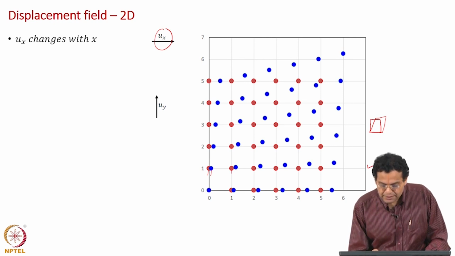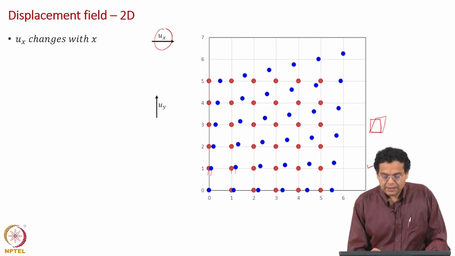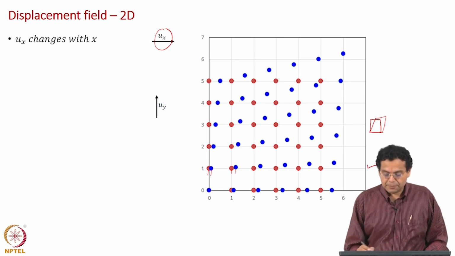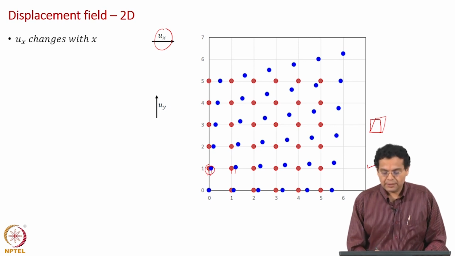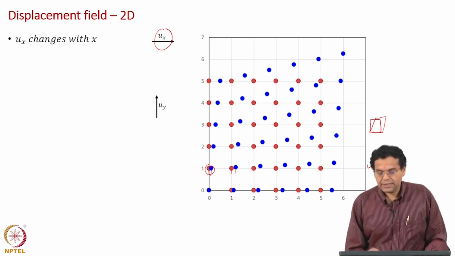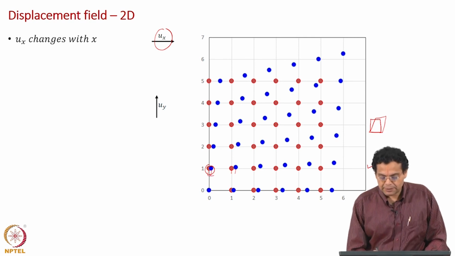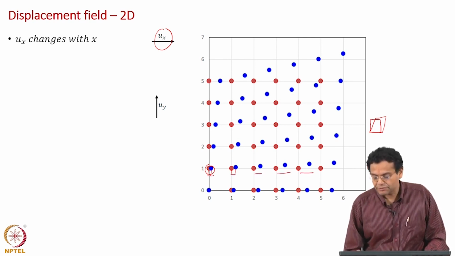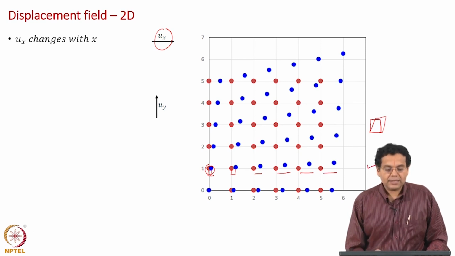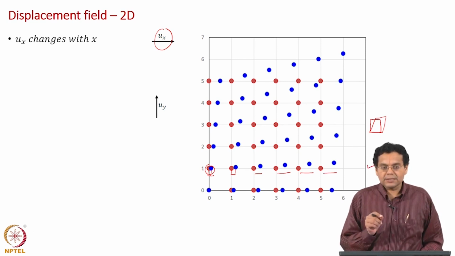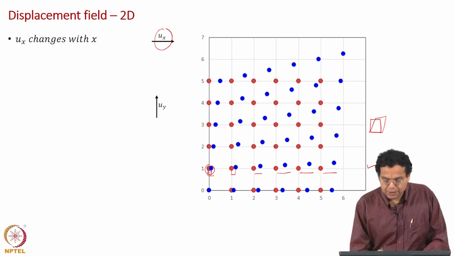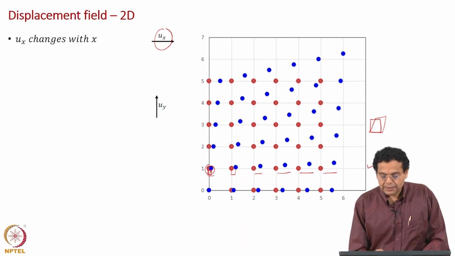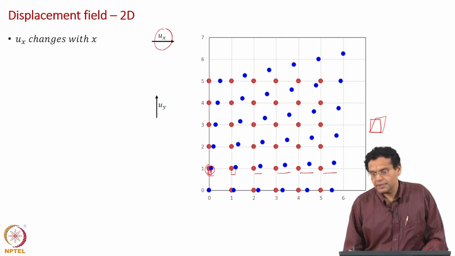If you take these two, the displacement in the x direction is different from these two points. Now, as you go along the x axis, the horizontal displacement or ux keeps increasing as a function of x. So, ux changes with x. Remember, ux is displacement in the horizontal direction along the x axis. So, the x coordinate distance between these two dots represents the ux value. That ux value keeps increasing along the x axis.